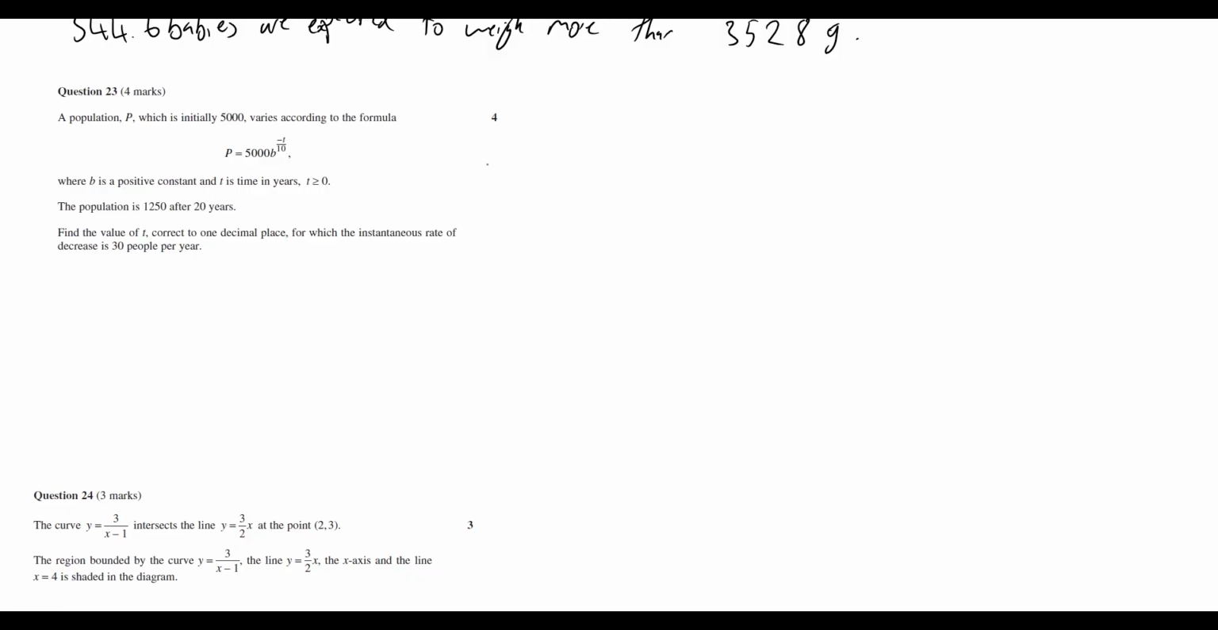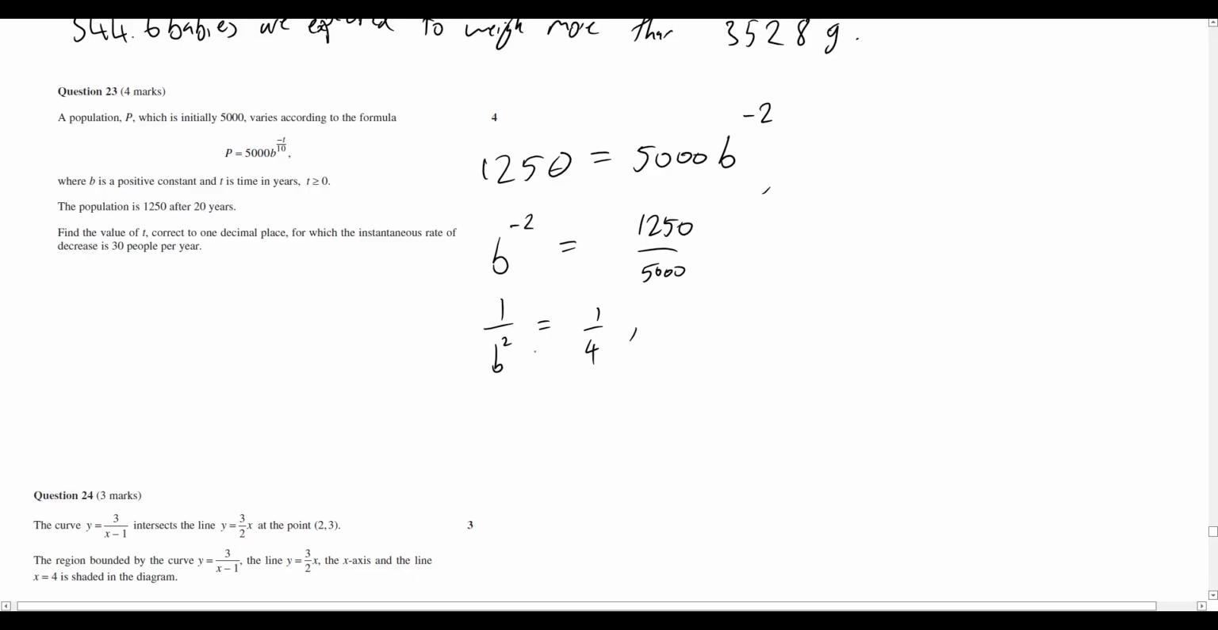So let's work with what we've been given. We know that after 20 years, we have a population of 1,250. So we can write that out as this formula: b to the power of minus 20 over 10, which is just minus 2. Now solving for b, let's divide both sides by 5,000. Then we end up with b to the negative 2 equals 1,250 over 5,000. Let's simplify that, so we get 1 over b squared equals 1 over 4. Now we can see that b squared must equal 4, so therefore b equals 2, since we know that b is a positive constant.